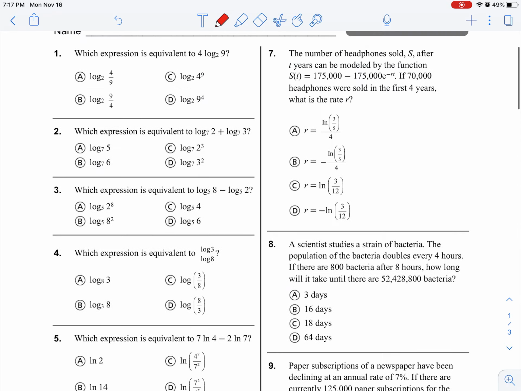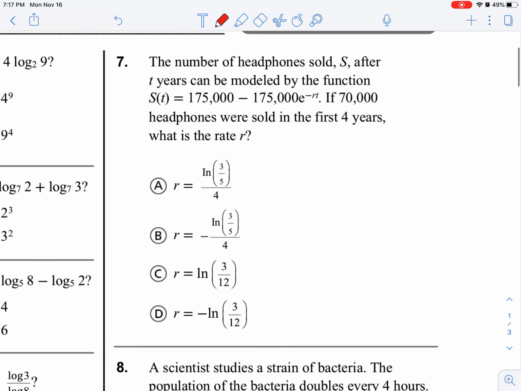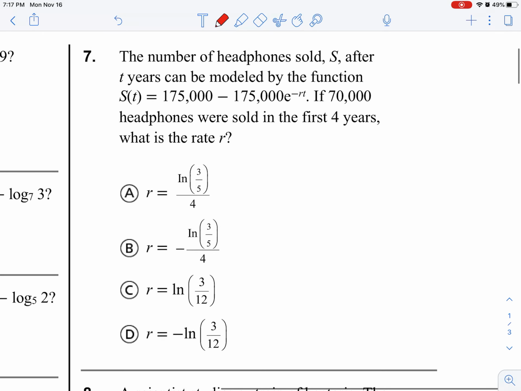So here we go. Number 7 says the number of headphones sold S after T years can be modeled by the function. Don't get scared off by this function. We typically don't see things like that, or at least we haven't in this class, but they're just trying to mess with you. If 70,000 headphones were sold in the first 4 years, what is the rate? So we've got our T and we've got our S of T. Step 1 is we can just plug everything in. So that's what we'll do.